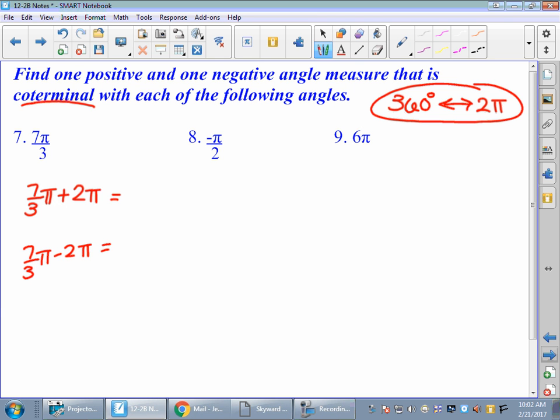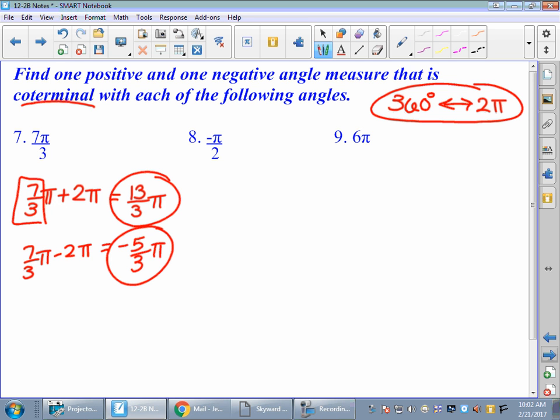So if you use your calculator and just treat it like a fraction, 7/3 plus 2 is going to give you 13/3 pi. If you take 7/3 and subtract 2, I still get a positive 1/3. So I have to subtract 2 again to get my negative 5/3 pi. Now, how did I know that we'd have to do it twice? 7/3 is more than 2 pi. 2 pi in terms of thirds is 6/3 pi, so you have to double the top. That's just 2 pi in terms of thirds.